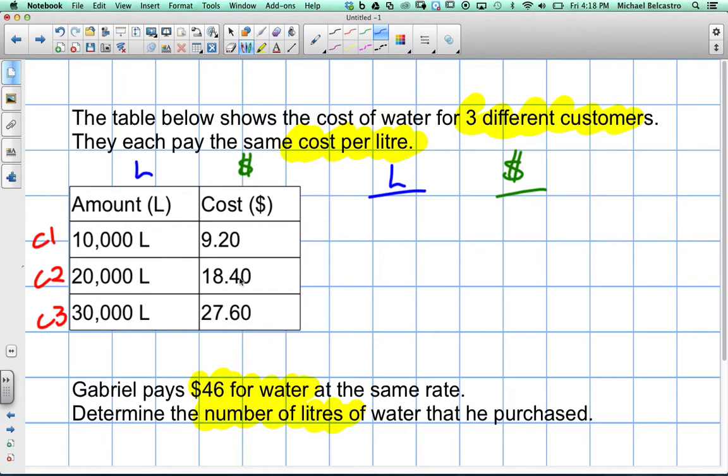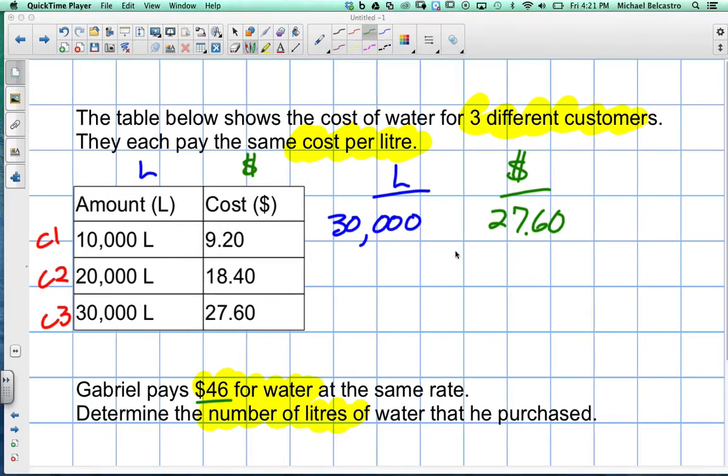So let's take their information. They actually purchased 30,000 liters of water and they paid $27.60 for it. Because Gabriel's amount is in dollars, and because this relationship depends on the amount of liters purchased, which determines how much money you've spent, we're going to try to build an equation. So we're going to call our liters our y variable and our dollars our x variable.